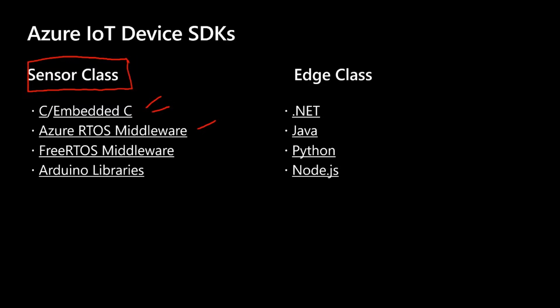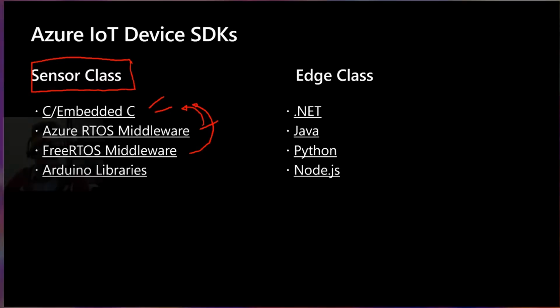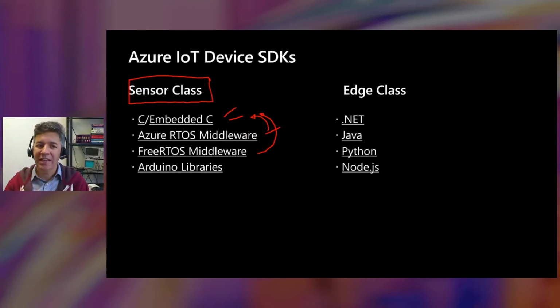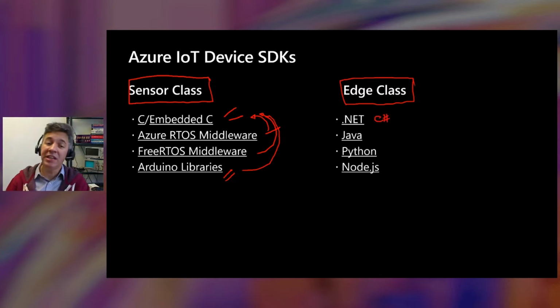So this is a middleware that is also based on the embedded C, and it was made to enable Azure RTOS devices to be connected to Azure. We did the same with FreeRTOS, which is also based on the embedded C, and it was made to allow FreeRTOS devices to get connected. And finally, we have the Arduino libraries, which would allow Arduino-based devices to get connected to Azure, also based on the embedded C SDK. And on the edge class category of devices, we'll start to see things like the C# or .NET SDK, we have the Java SDK, we have the Python SDK, and we have the Node.js SDK.